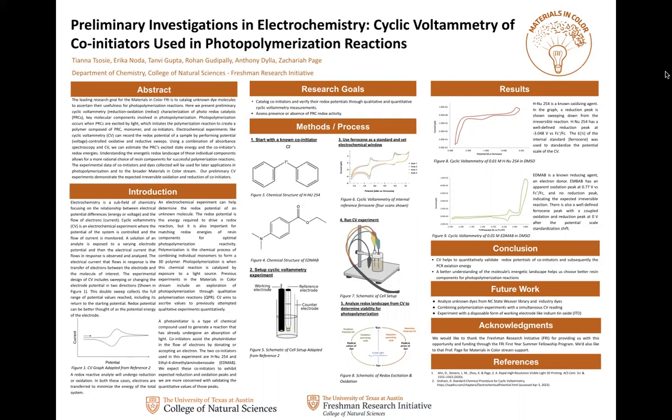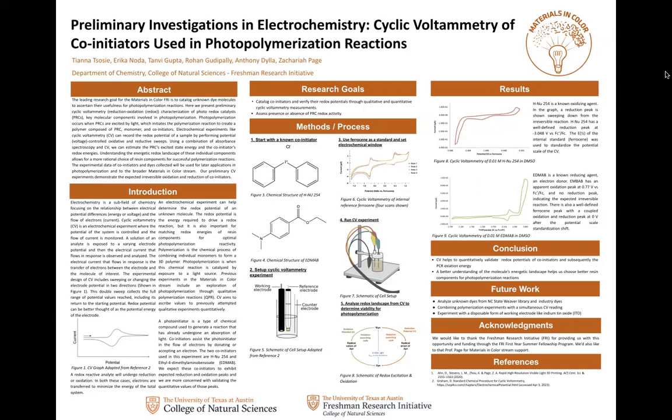Photopolymerization occurs when a PRC is excited by light, which initiates the polymerization reaction to create a polymer from a liquid resin. We can estimate the PRC's energy using cyclic voltammetry. Understanding the energetic redox landscape of these molecules allows for a more rational choice of resin components for successful polymerization. The experimental data of PRCs or dyes collected will be used for a later application.